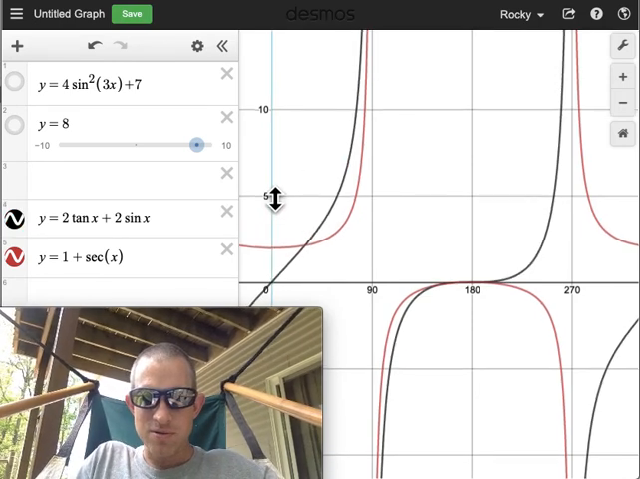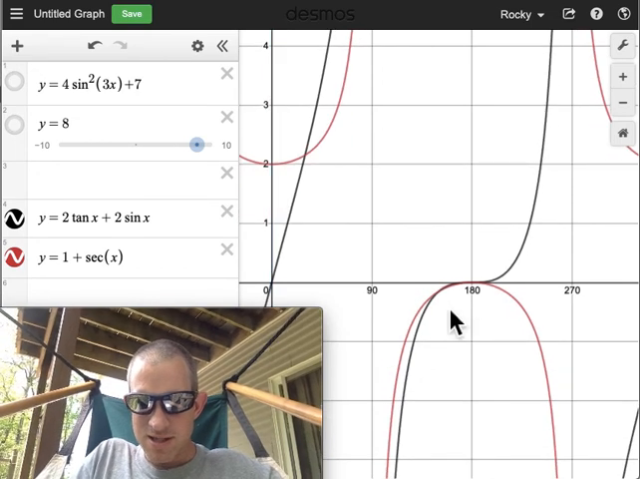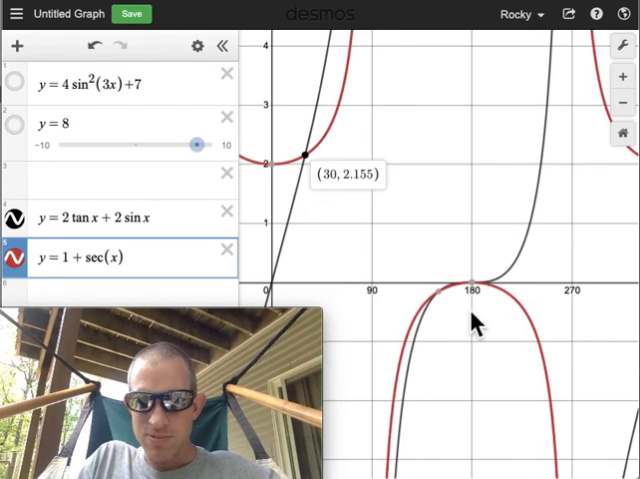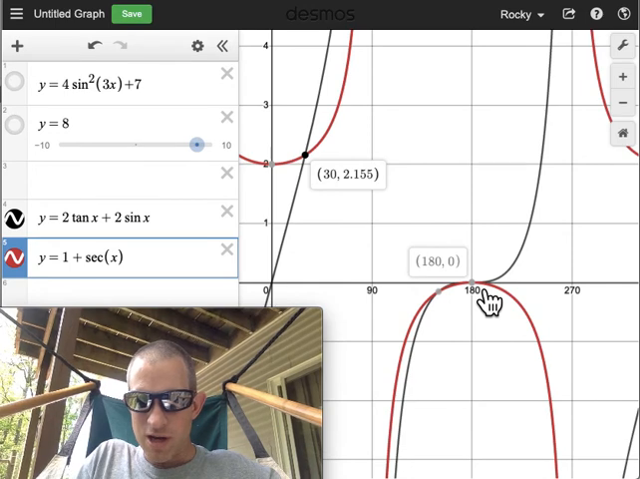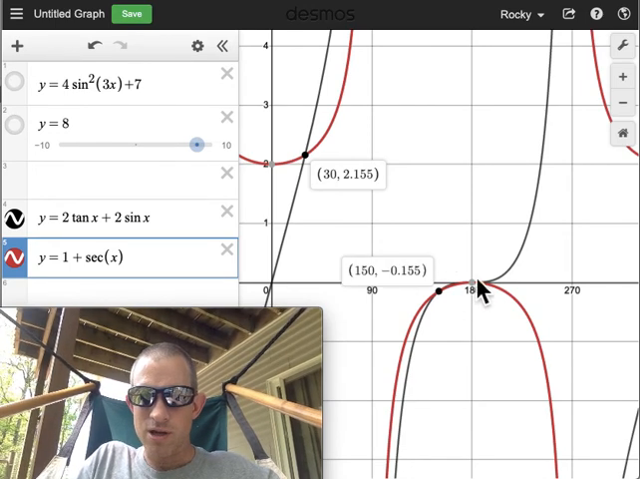So I'm going to make this just a little taller. I think I might be able to see in here. I think there are 2 intersections, but there's certainly one here, and that's at 30, like I expected. Looks like there's one here at 180 and one at 150, which is what we had said.